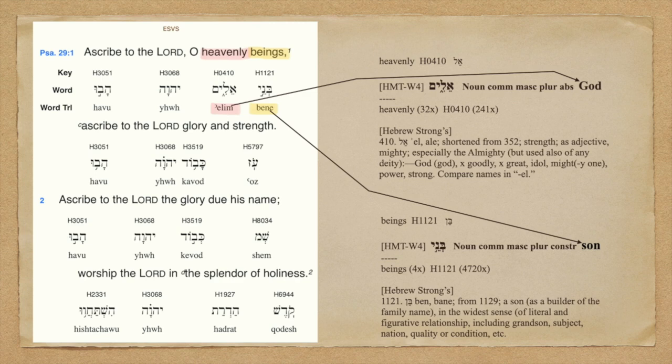Is the word gods or is it Elohim? What's the word? Read Psalm 29, 1 and 2 again. Ascribe to the Lord, O heavenly beings. Heavenly is Elohim, B'nai, so it's a sons of God reference. And so people would say, well, he's talking about man.